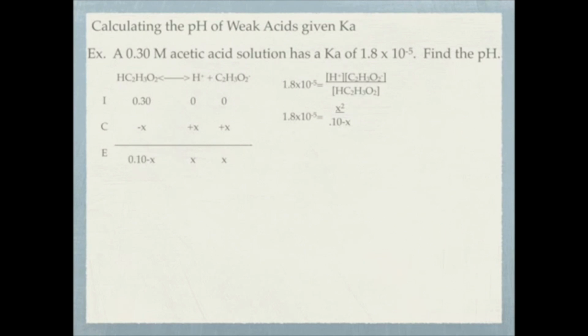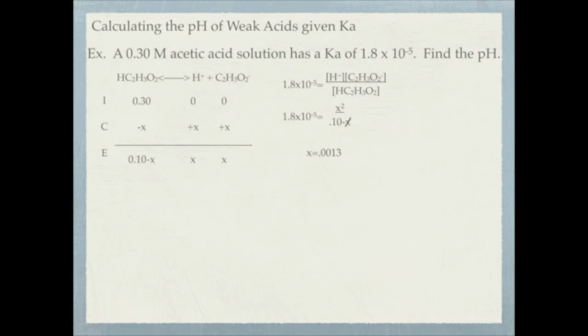Okay? Now, here's the thing. Based on the rule of 100, if you take 0.30 and divide it by 1.8 times 10 to the negative fifth, that's going to be greater than 100. Therefore, I can ignore the minus x right there, and I can easily solve for x now by multiplying 1.8 times 10 to the negative fifth by 0.10, and then taking the square root of that. And so I get x equals 0.0013.